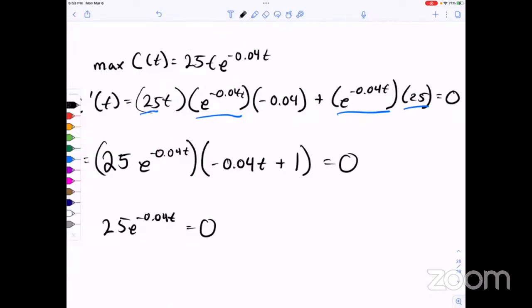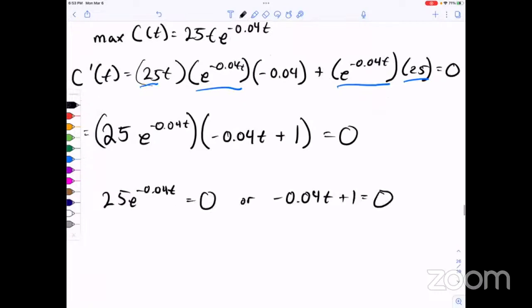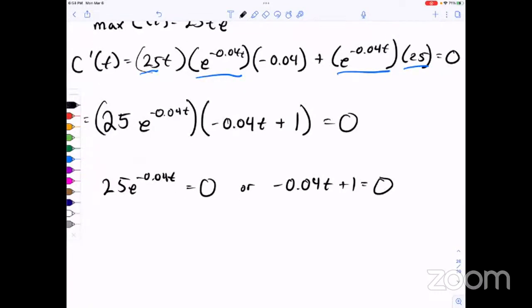But then let's try this other one. This negative 0.04T plus 1 equal to 0. Subtract 1, divide. Let me see. T equals 1 over 0.04. 0.04 is what? 4 over 100. So T equals 100 over 4. That's 25 minutes.